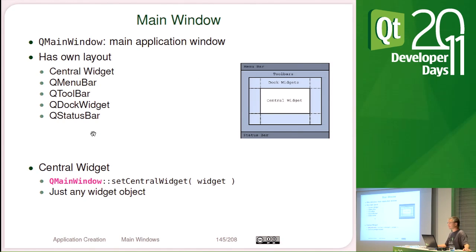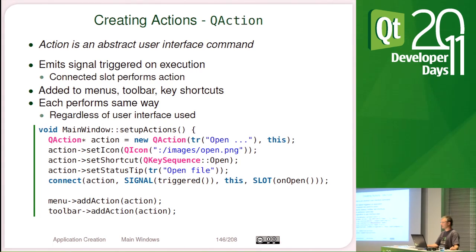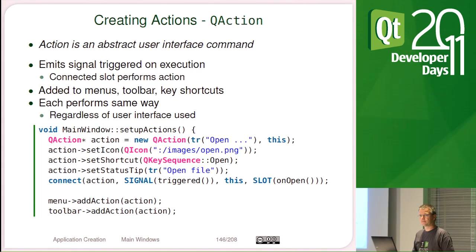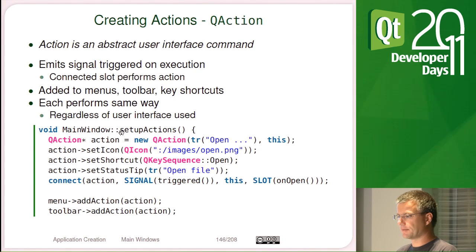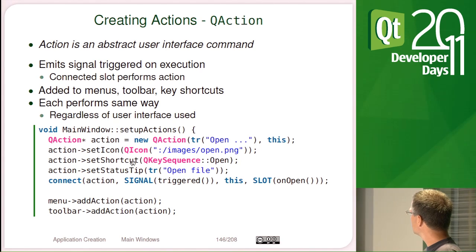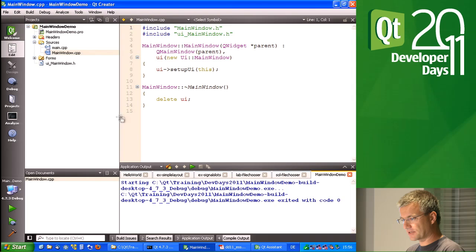Okay, so let's try to bring some life into this application. We would like to add some actions to it. An action is an abstract user interface command, like file open. You would like the user to be able to open a file. So therefore, we can set up some actions. On this slide, we see the source code you can use to set up your actions, or we can do it in Qt Creator directly.